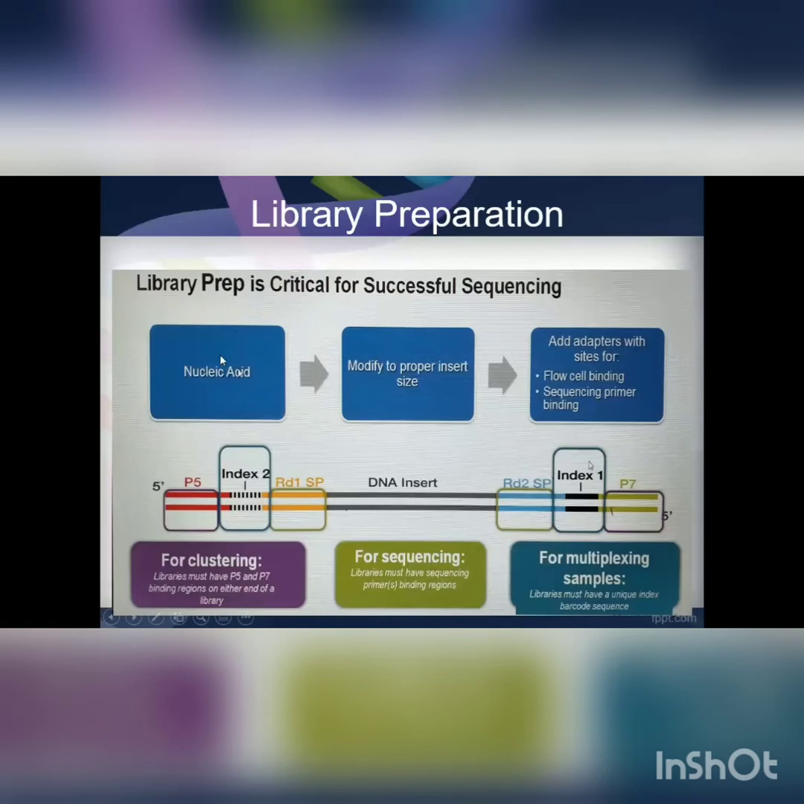So first, the nucleic acid has to be cleaved to a proper insert size, and then adapters have to be ligated to the ends of these fragments for the purpose of flow cell binding and also for sequencing primer binding. As I said before, these libraries must contain the P5 and P7 regions for the purposes of clustering, and the read 1 and read 2 sequencing primer binding sites for the purpose of sequencing, and the indices 1 and 2. These are sample identifiers or barcoding sequences.